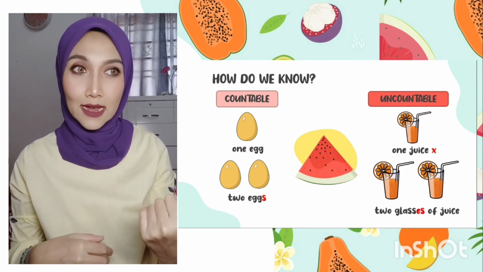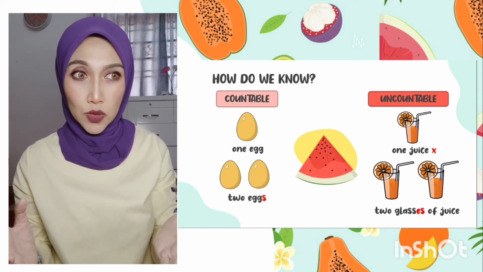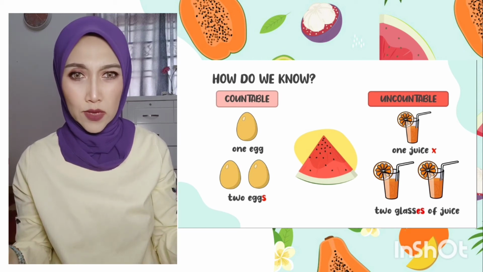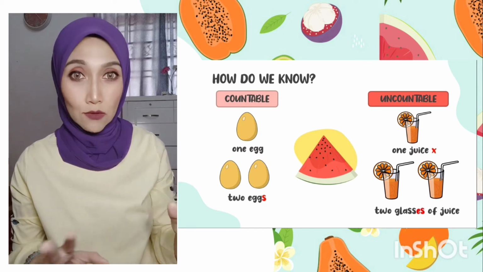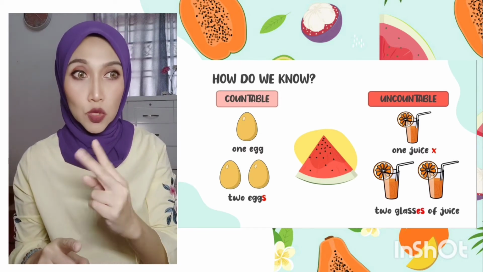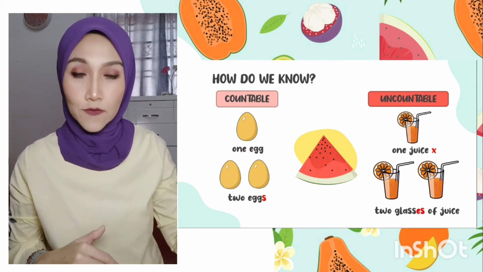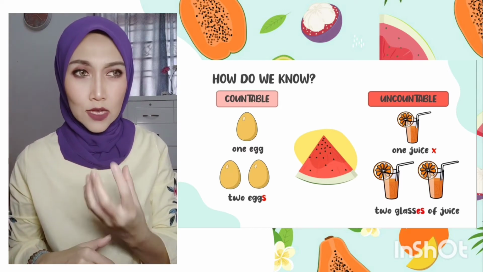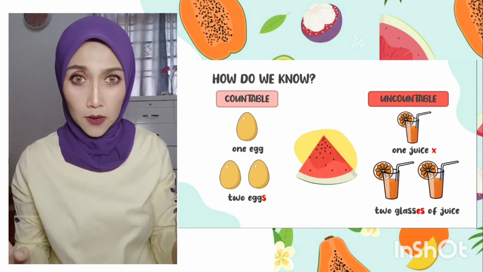And then uncountable, it's like 1 juice. Can you say 1 juice? Of course not. You can't say 1 juice. You will say a glass of juice. So, it's uncountable. You cannot say 1 juice, 2 juices. You say 2 glasses of juice. You're using glasses to measure it. So, the juice itself cannot be counted.